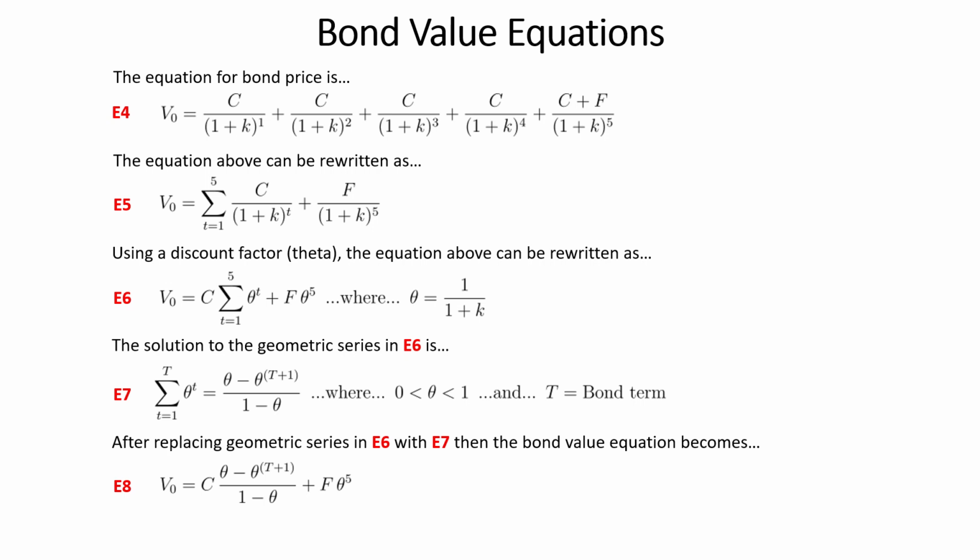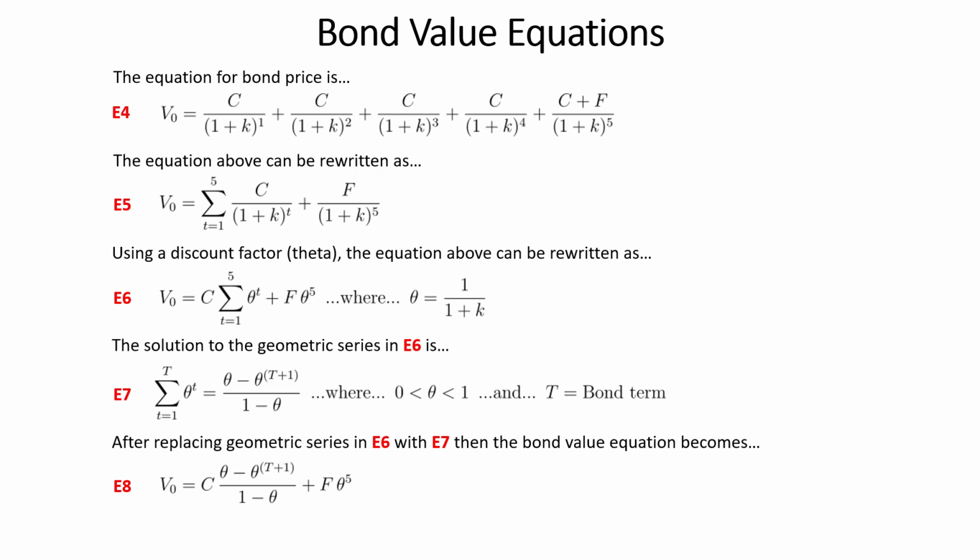So what we're doing is we're going from year 1 through 5 and discounting all those coupon payments, and then we're adding the value of the face value of the bond. So we're basically saying that the face value today is worth the face value to be paid in year 5 divided by 1 plus k to the 5 power. And then we want to look at E6.